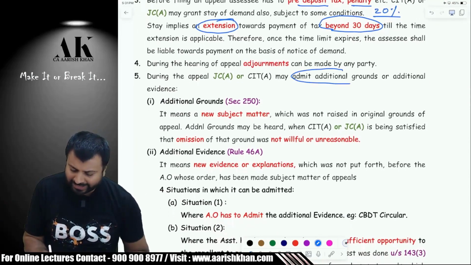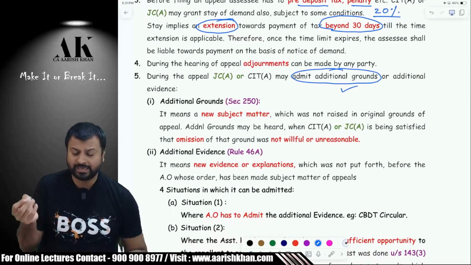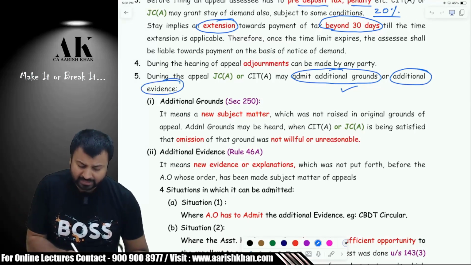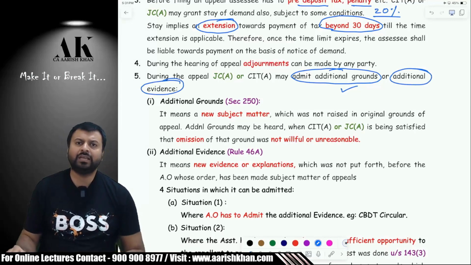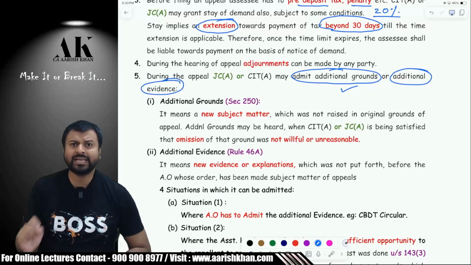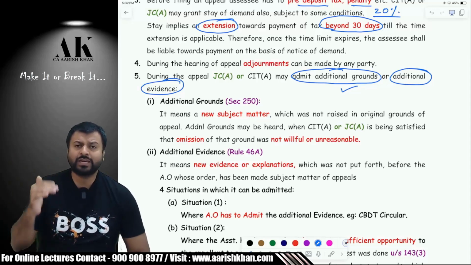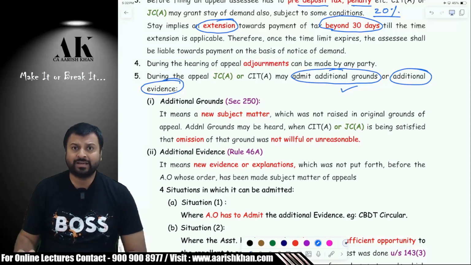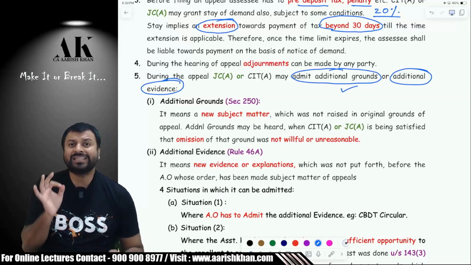You can give an additional ground to the CIT appeal. You can also give additional evidence to the CIT appeal. Let me first explain the meaning of both of them, and then I will tell you the conditions subject to which you can give additional grounds and additional evidence to the CIT appeal or to the JC appeal. Sir, what is an additional ground?